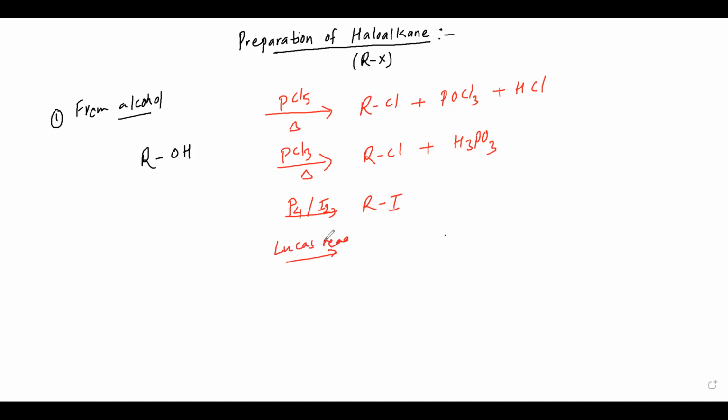And the next method of preparation is from Lucas reagent. Lucas reagent is a mixture of concentrated HCl and anhydrous ZnCl2. Then the product formed is RCl plus water. This process is also called Groove's process.